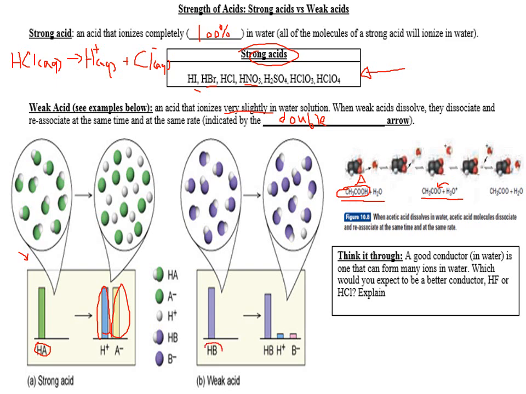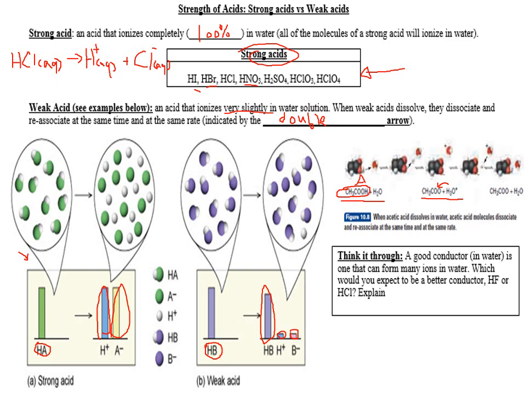Whereas here you have a weak acid, HB, and you'll notice that after you put it in water, there's still lots of HB left and only small amounts of H plus and B minus. So some of it did ionize, but not all of it. And that's what makes it a weak acid.